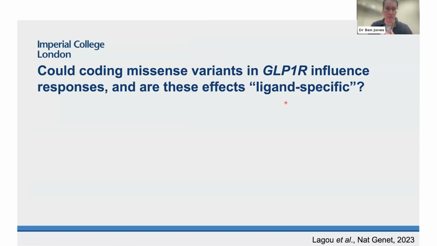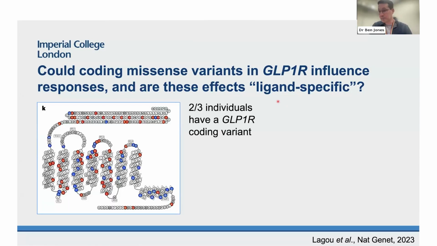And then the final point I wanted to make is that, as you may well be aware, there's quite a lot of missense coding variation in all genes. And certainly for the GLP-1 receptor, around 2/3 of people have at least one missense coding variant. Probably most of those are fairly benign, but there are some which are potentially more impactful. And we were interested to know whether the functional impact of these kinds of variants might have ligand-specific effects. So will they differentially impact the ability of the receptor to respond to different drugs?